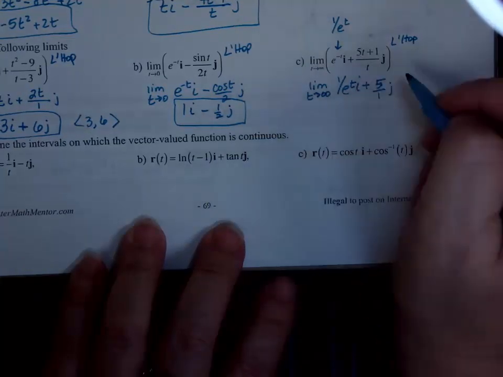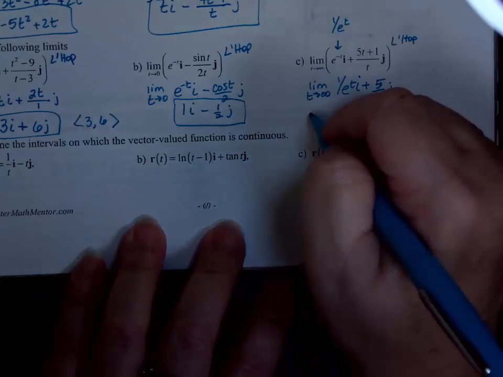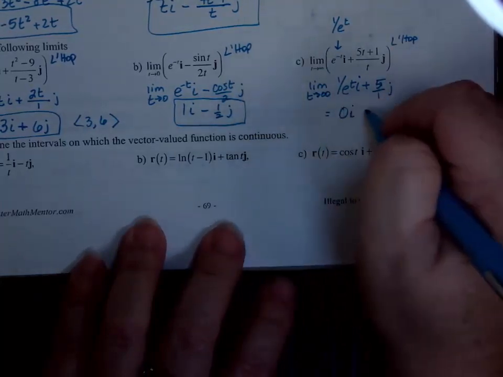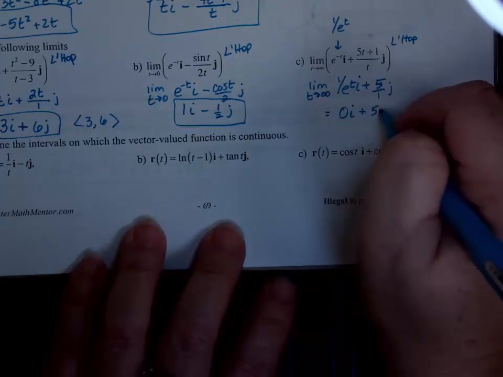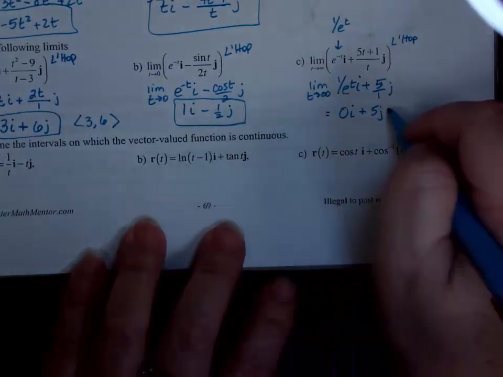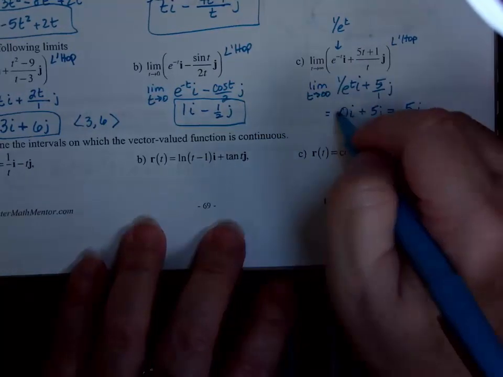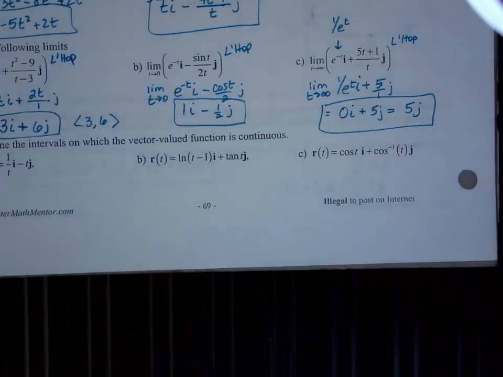I forgot my i. Squeeze the i in there. So this is going to equal 0i plus, there's no place to plug a t in infinity in here, so it's just 5j. This answer and just the 5j part are both considered correct. So you don't have to write the 0i. You could just write 5j. It's up to you. It's not wrong if you leave it on or take it off. Okay? Questions?